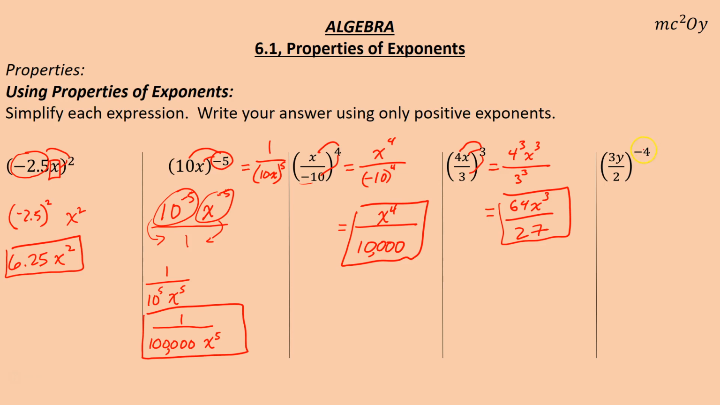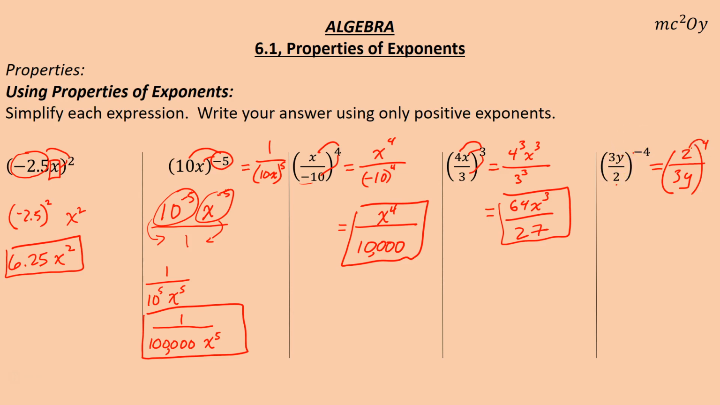Okay, this next one, notice it's a fraction being raised to a negative. So since the whole thing's being raised to a negative, the first thing I do is I just flip it. So I put the 2 on top and the 3y on bottom. And by doing that, it now makes that 4 positive. Okay, so make a note of that there. If that's a negative and it's a fraction, you just flip it.